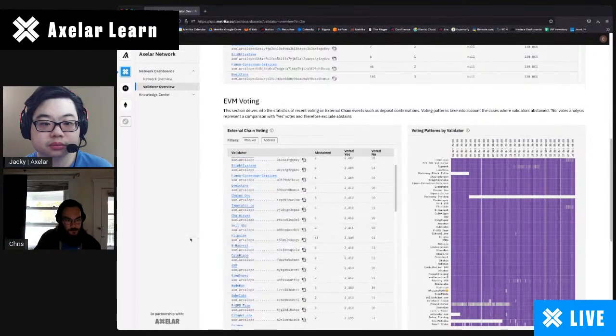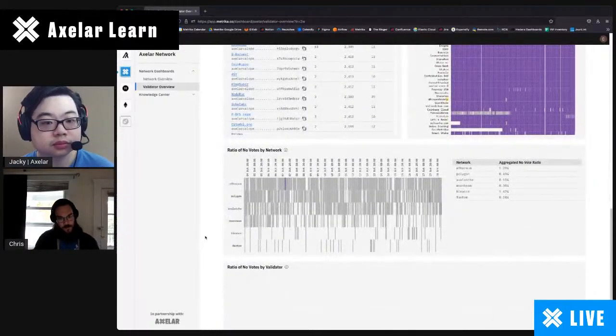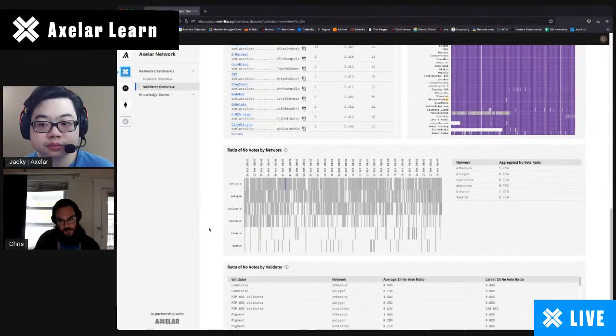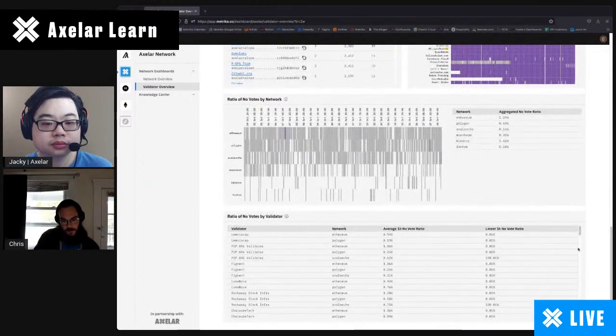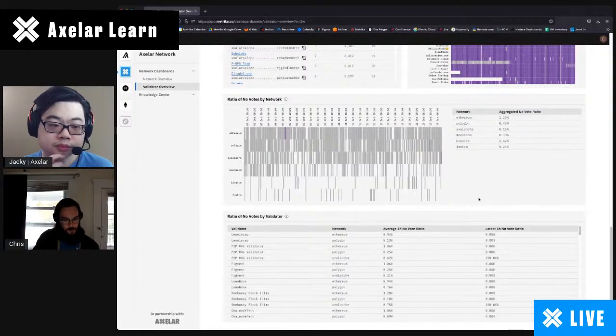At the bottom of this dashboard, we get into the no votes, and we break this down by networks here, so you can get a sense of what the ratio of no votes looks like by network, and then we also look at it by validator. What you really want to see here is, is the validator's no vote ratio in line with the no vote ratio for a network? If it is, that means they're probably voting with the majority. If it's not, that might mean there's something to look into a bit more.